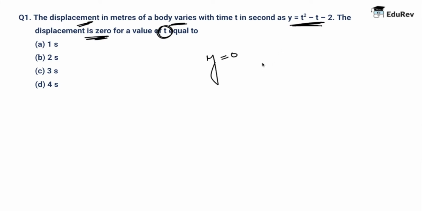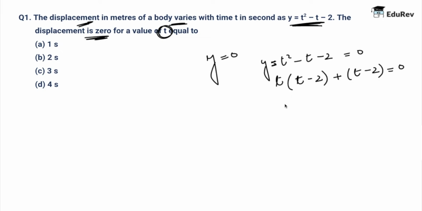So the equation is y equals t square minus t minus 2. So it's going to be this equal to 0. So t into t minus 2 plus t minus 2, then this is equal to (t plus 1) into (t minus 2) equal to 0. So t will be equal to what? Either positive 2 or negative 1. Now we have two roots, but since time cannot be negative, hence t is going to be equal to what? Positive 2. So positive 2 is the correct answer.